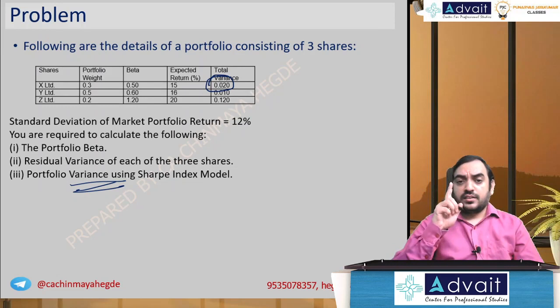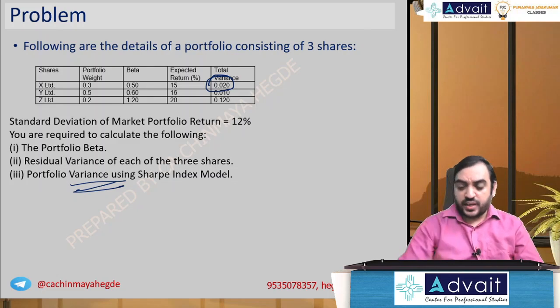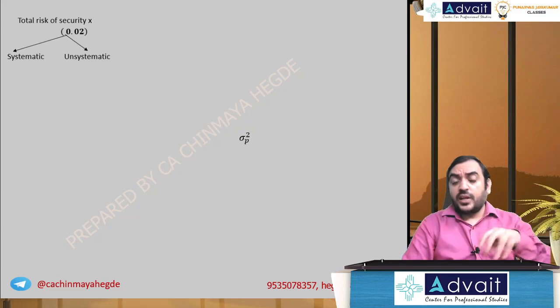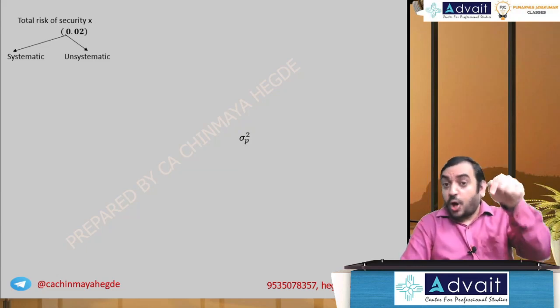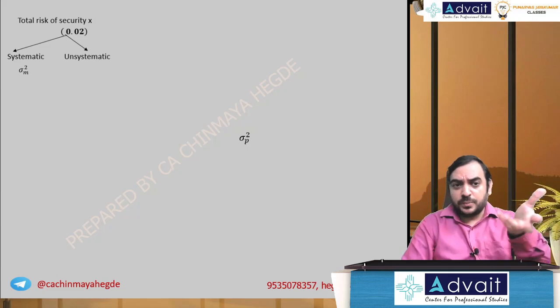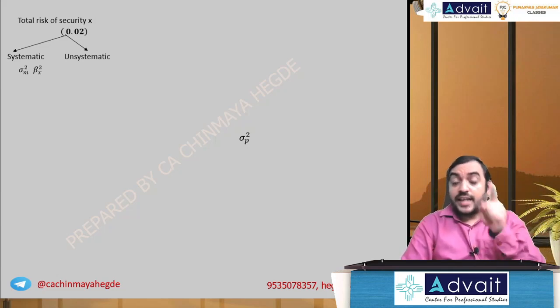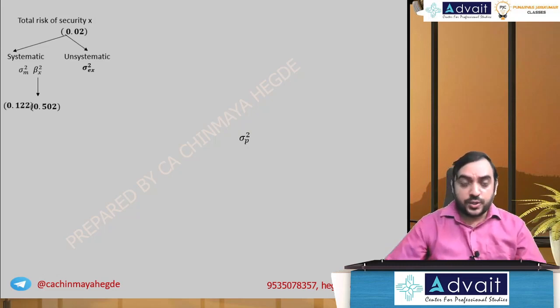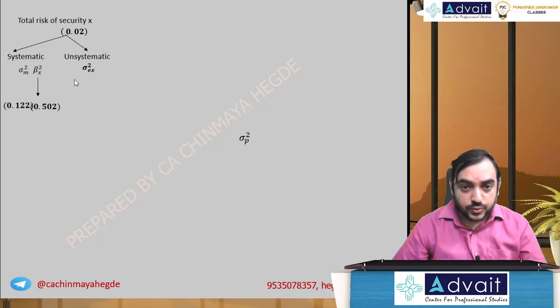And this is variance, so I don't have to square it. This itself is after squaring. So total variance is 0.02. I will divide this into systematic and unsystematic. Systematic means market variance multiplied by the beta of this security. Market variance, they said 12%, so 0.12 squared. That I am going to square. Why? Because that is a standard deviation. The standard deviation I have to square. Therefore, market variance is 0.12, they said 12%, 0.12, and square it.